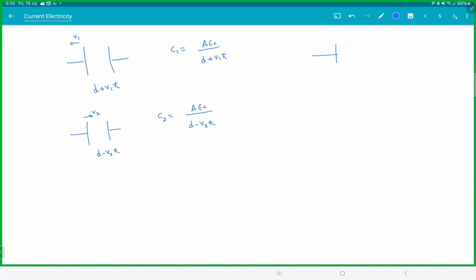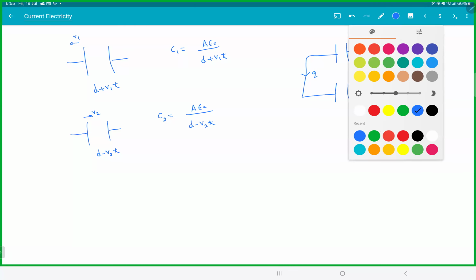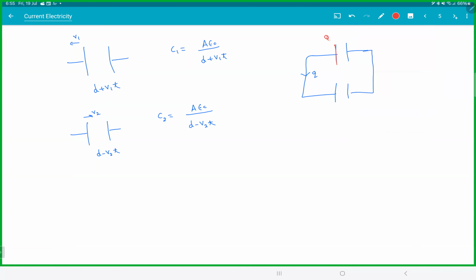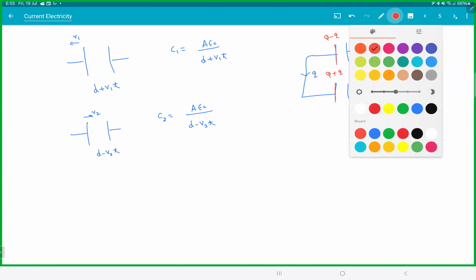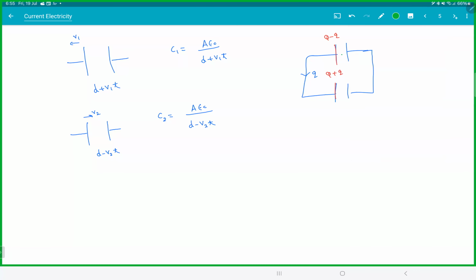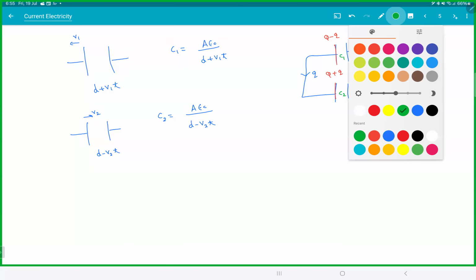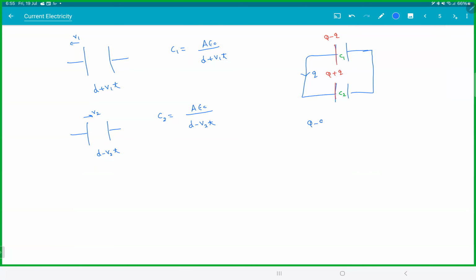So the whole question has become simply like, you kept two capacitors. Let this charge be Q. This guy will become Q minus q, and this will become Q plus q. This we did last class. And this capacitance is C1, and this capacitance is C2. So (Q minus q) by C1 is equal to (Q plus q) by C2. From there we can find the value of q.